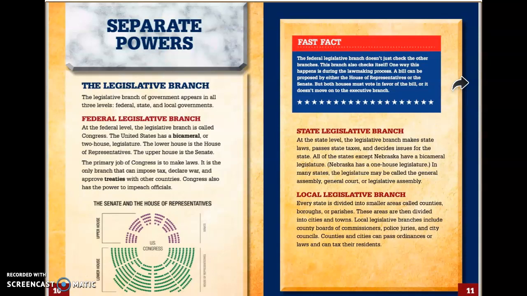Local legislative branch. Every state is divided into smaller areas called counties, boroughs, or parishes. These areas are then divided into cities and towns. Local legislative branches include county boards of commissioners, police juries, and city councils. Counties and cities can pass ordinances or laws and can tax their residents.